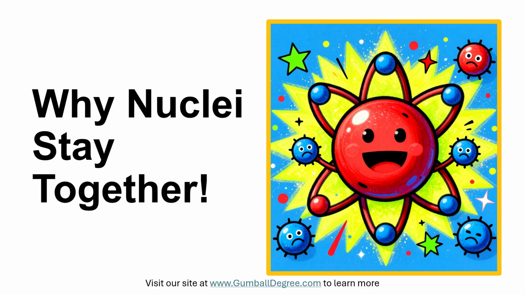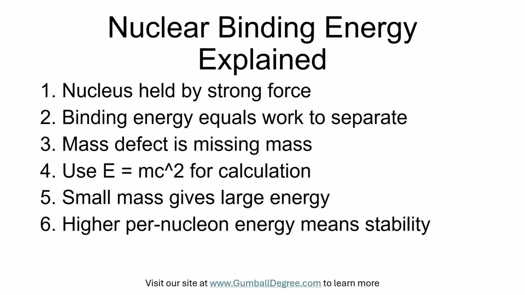Nuclear binding energy is the amount of energy required to separate a nucleus into its individual protons and neutrons, and it equals the mass defect converted to energy by Einstein's formula. Think of a nucleus like a tightly packed group of tiny magnets that stick together because of a special strong force, and the binding energy is how much work you would need to pull those magnets completely apart.